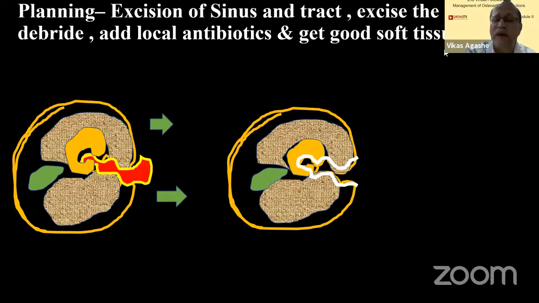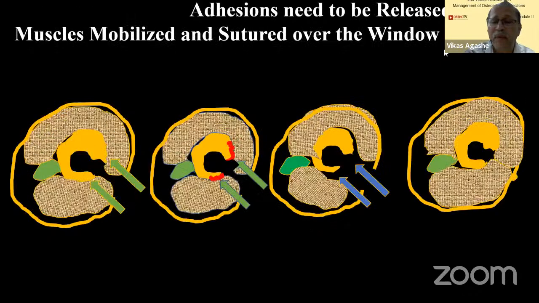Excise this infected tissue. Next, please. From the beginning of infected tissue to the end of infected tissue. There is no point in just making a window as we discussed. After that, it is equally important to release these muscles, mobilize them, and get a good soft tissue cover. This is possible generally in the thigh. In the leg, you may need a flap cover, or you need to plan for a flap cover. Next, please.